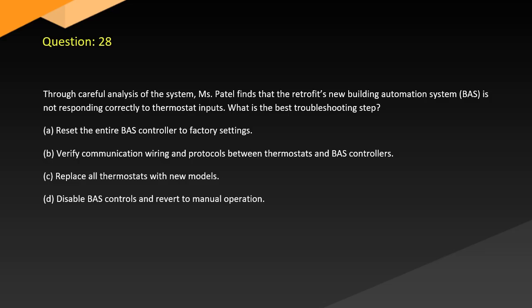Question 28. Through careful analysis of the system, Patel finds that the retrofit's new building automation system, BAS, is not responding correctly to thermostat inputs. What is the best troubleshooting step? A. Reset the entire BAS controller to factory settings. B. Verify communication wiring and protocols between thermostats and BAS controllers. C. Replace all thermostats with new models. D. Disable BAS controls and revert to manual operation.